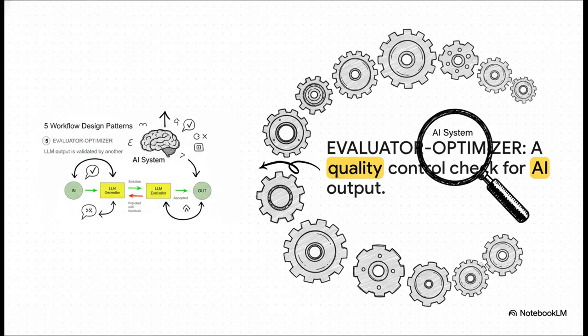And last but not least, for our architect's toolkit, we have the evaluator optimizer. This is basically your quality control loop. You have one LLM do the work, and then a second LLM, the evaluator, comes in and checks it. If the work isn't good enough, it gets sent back with notes for a revision. This creates this awesome self-correction cycle. And you can imagine this is absolutely crucial for high-stakes stuff where you just can't afford to be wrong.